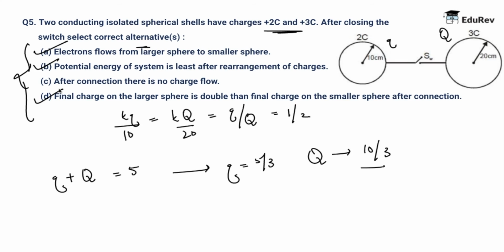That is, electrons flow from the larger to the smaller sphere. The potential energy of the system is least after the rearrangement. And the final charge on the larger one is double that on the smaller sphere after the connection is done. I hope you were able to digest all of it.